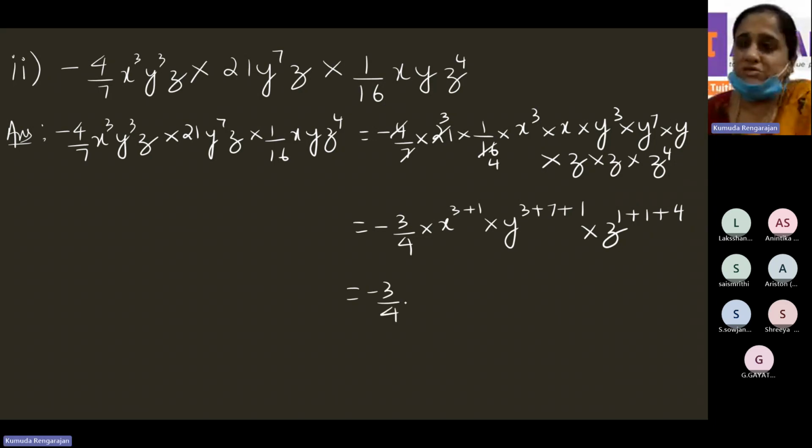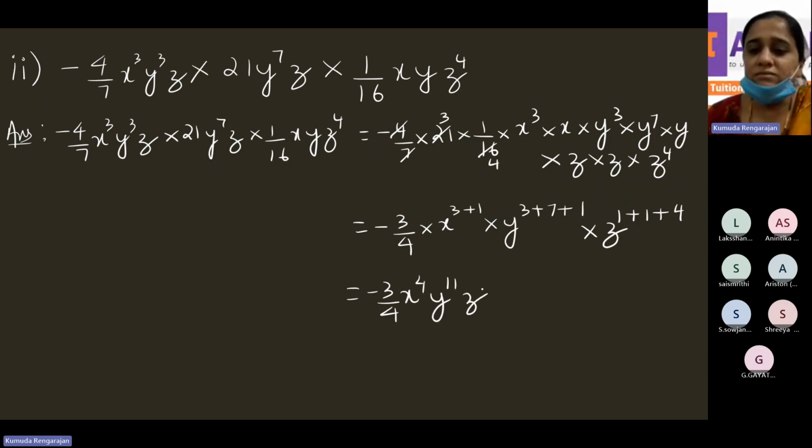So minus 3 by 4. Now you can just ignore the multiplication sign. You don't have to write that. x to the power 4, y to the power 11, z to the power 6. So this is the product. So this is how we multiply 2 or more monomials. That's important. Single term into single term into single term, as many as given in the question. If they're all monomials, this is how we multiply them.